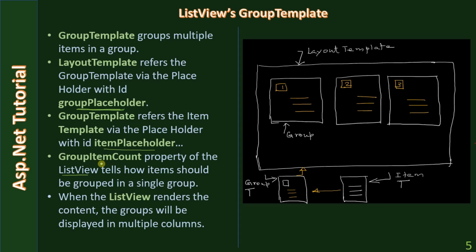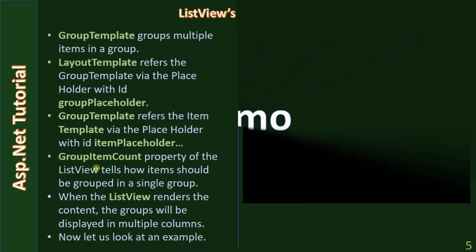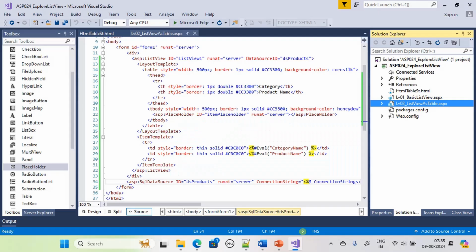So to see how this group item count is working, we will go to demo. We will also understand how we are linking group template, item template, as well as layout template. Now let's go to the demo.